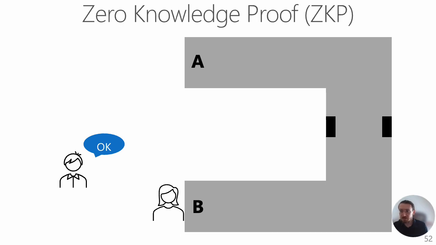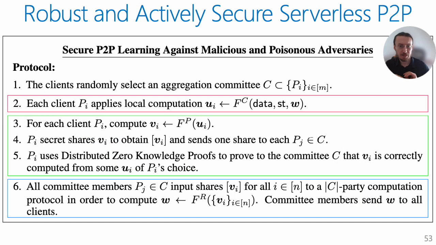So Alice could also choose entrance B at the very beginning, and then she would not have to know the secret to come back through the entrance B. To ensure that Alice really knows the secret, this procedure can be repeated many times, and each time Bob randomly chooses the entrance, either A or B. So, given that, we can now use these cryptographic tools and then construct this robust and actively secure serverless peer-to-peer collaborative learning that is an extension of federated learning. So the protocol that is robust against malicious clients and servers.